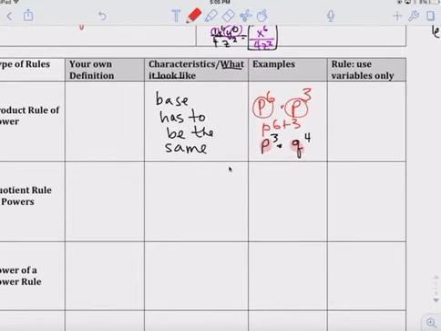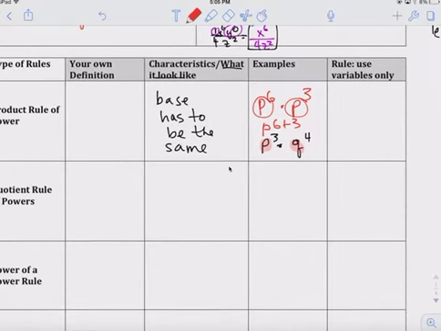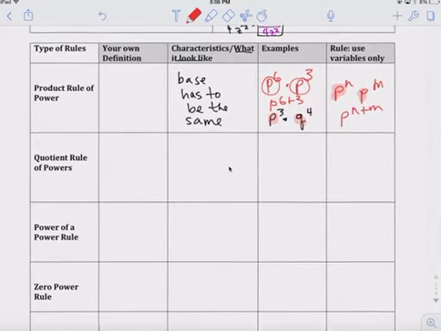Rules, I'll go over the rules generally. Use variables only. It's like P to the n times P to the m. So when the bases are the same, you add the exponents, so you get P to the n plus m. That's how you do that.